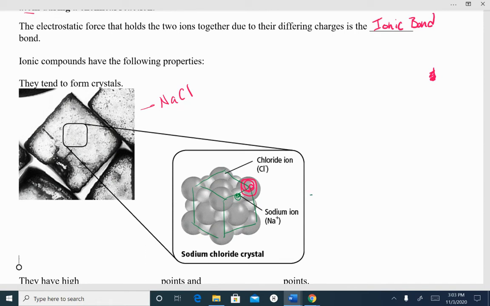This type of arrangement between the positive and negative ions here is what we call a face-centered cubic arrangement. Okay, because on the face, we have a center on each face. So that's what we call it, a face-centered arrangement. Now, when we get to AP chemistry, you will learn the different crystalline arrangements and how they interact. Okay?